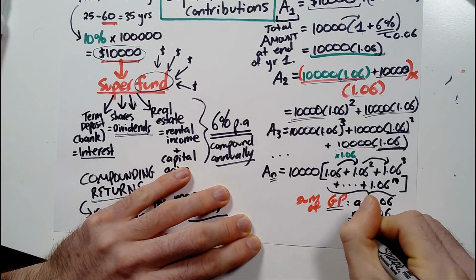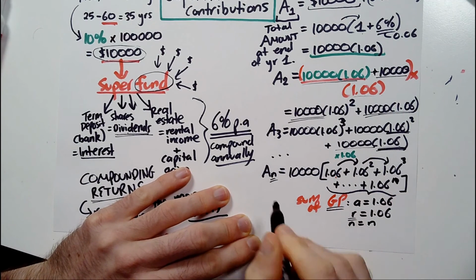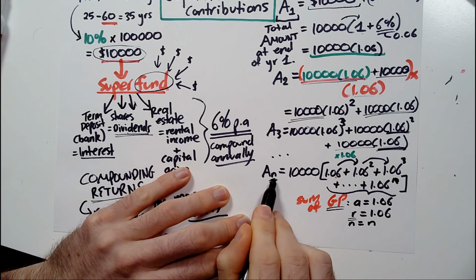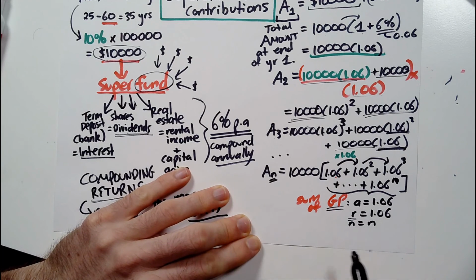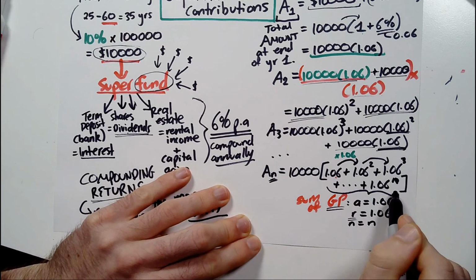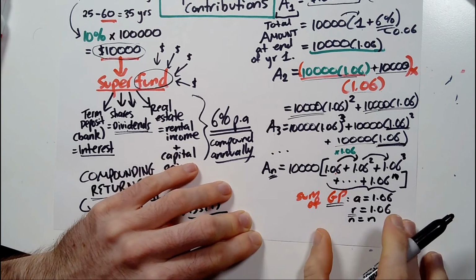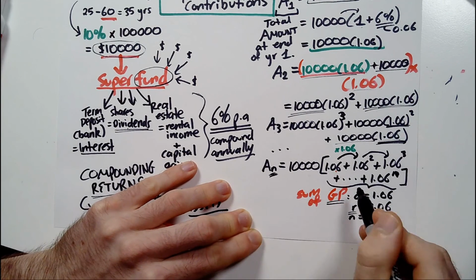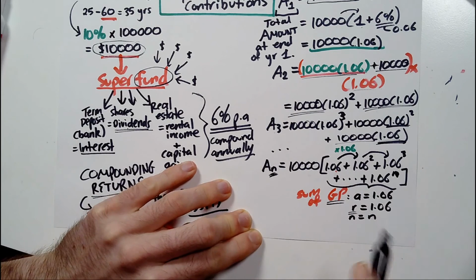And the number of terms inside corresponds exactly with the number of years that we're looking at. So I say n equals n. As in, if that was 10, there would be 10 terms in this bracket. That's what that means by n equals n. Whatever n is there is the same number of terms in the bracket.